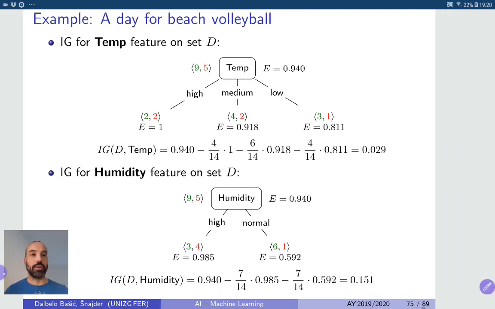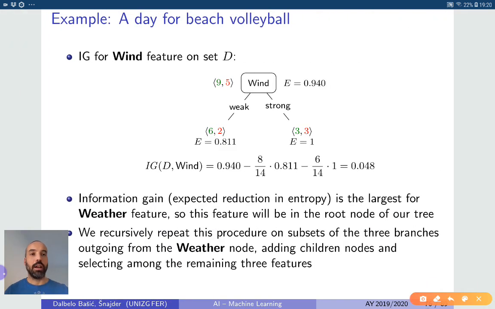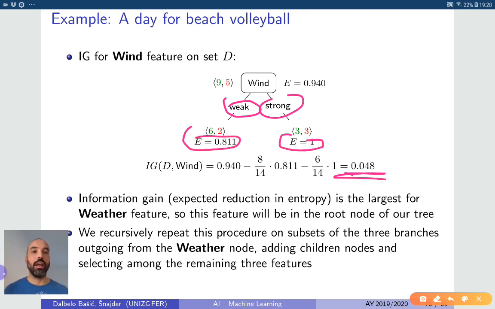Okay, and the last feature to consider is wind. Same logic. Wind will split by weak and strong. There are entropies here that we end up with, and the information gain is 0.48. Now, if you look at the 4 information gains that we just computed, you realize that weather, as a feature, has got the highest information gain, or the largest expected reduction in entropy. So we'll go for the weather feature, and this feature will be in the root of our tree.